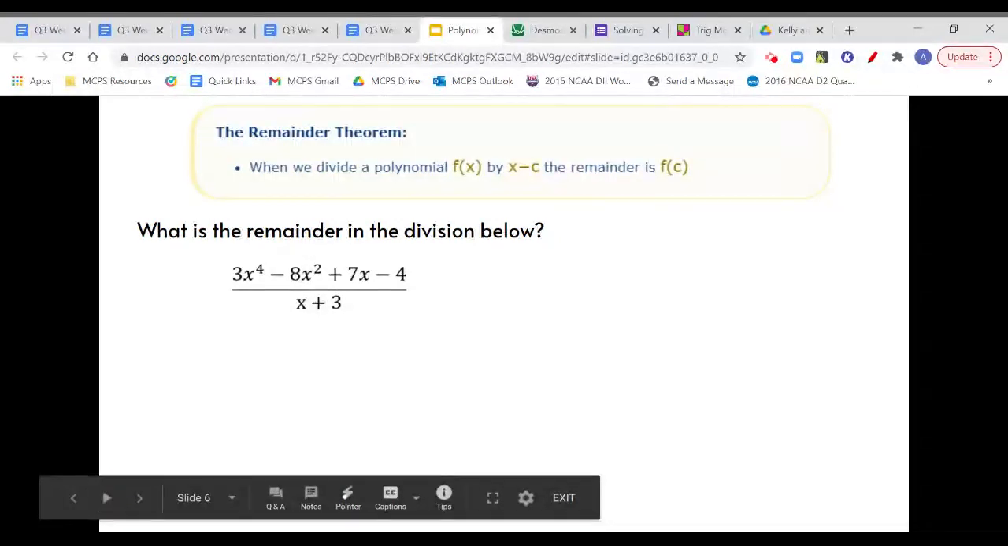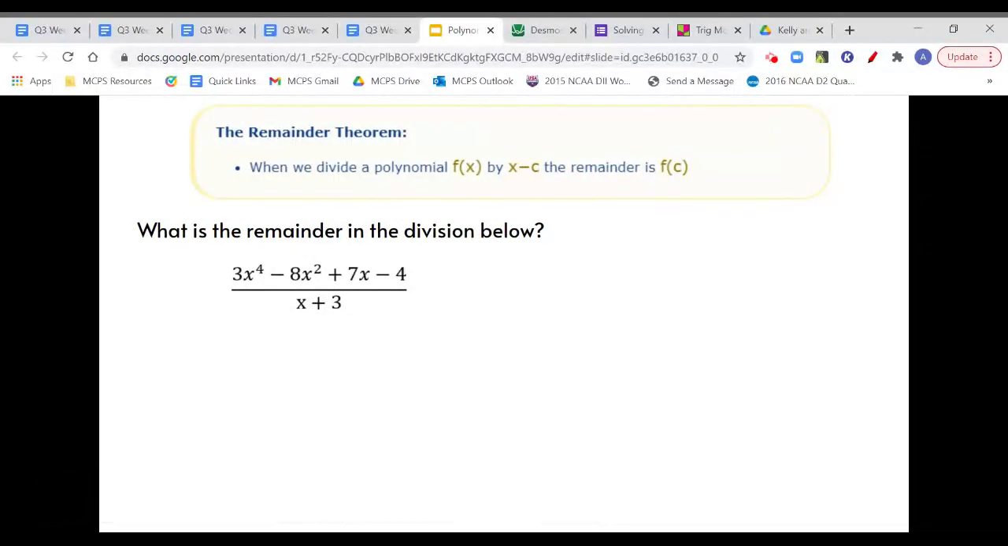Moving on here, we have the remainder theorem. So our question here is, what is the remainder in the division below? So I just explained in that last area model problem how I find the remainder in a division problem. However, there is a shortcut if you don't want to have to perform the whole division and all you're being asked is about the remainder.